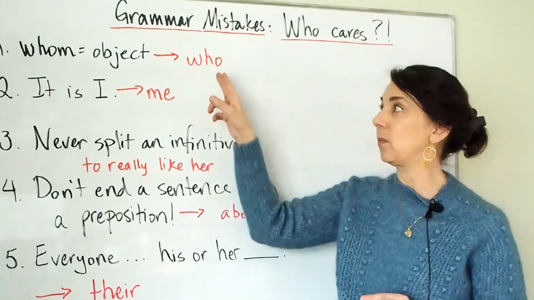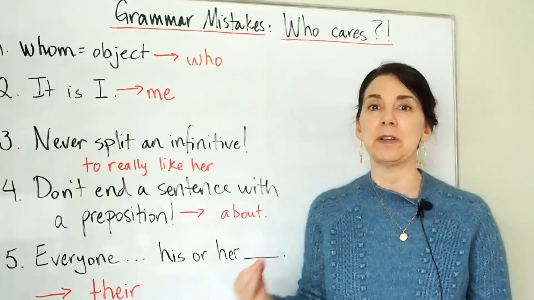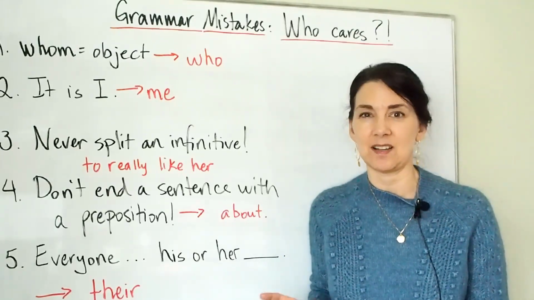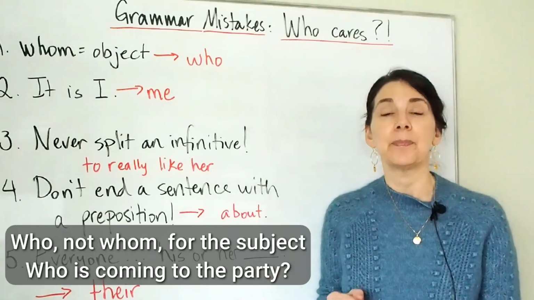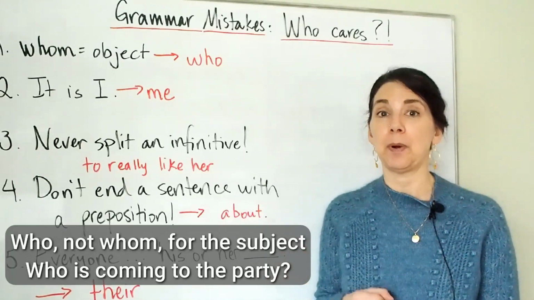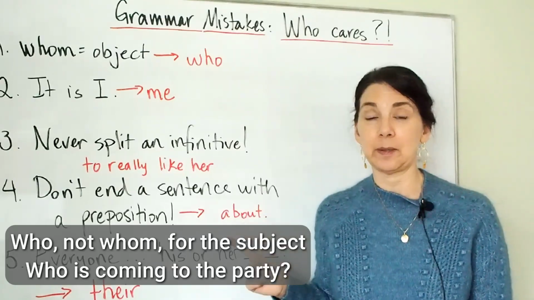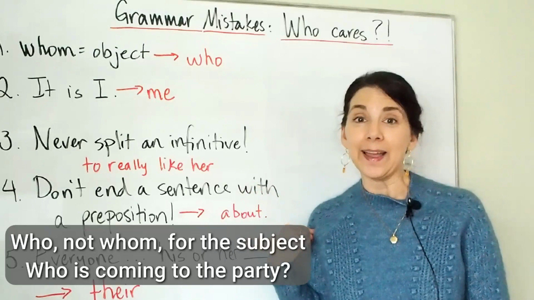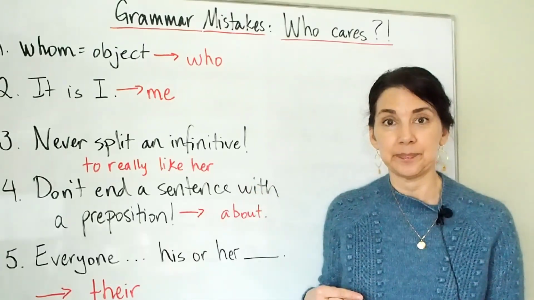Now remember that with who, we always use who if it's the subject, okay? And if you use whom as the subject, that sounds strange. For example, who is coming to the party? Who is the subject there, okay? Who is coming to the party? I am coming to the party.